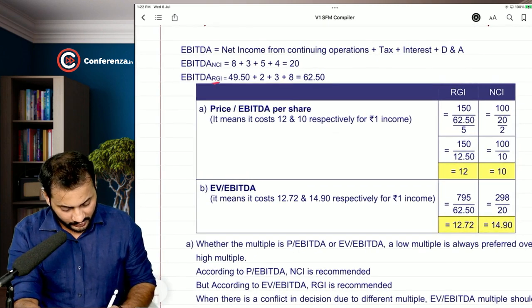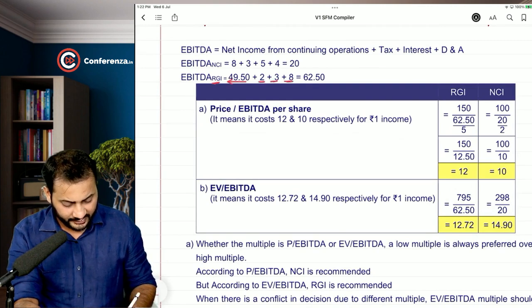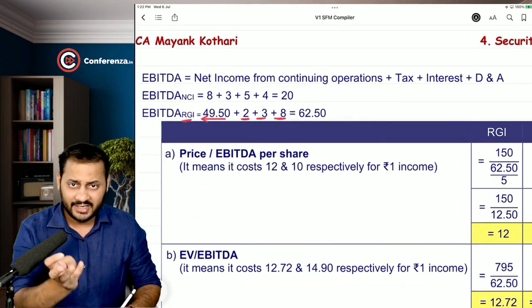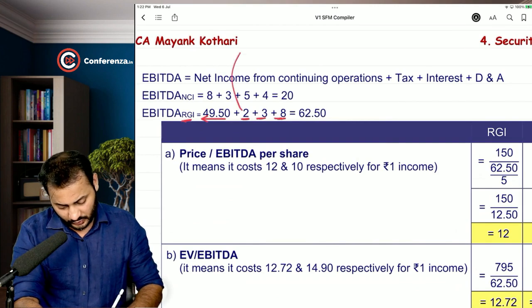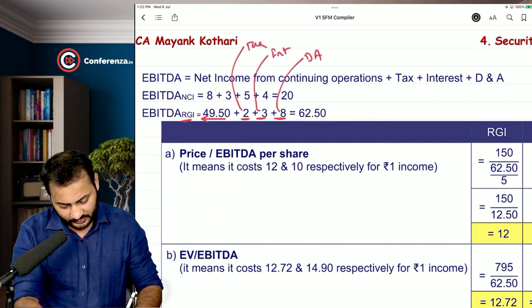See, for RGI, we started from 49.5. We added 2, 3 and 8. What is 2, 3 and 8? It is tax, interest and depreciation and amortization. So 2 is the tax, 3 is interest, and 8 is depreciation and amortization.